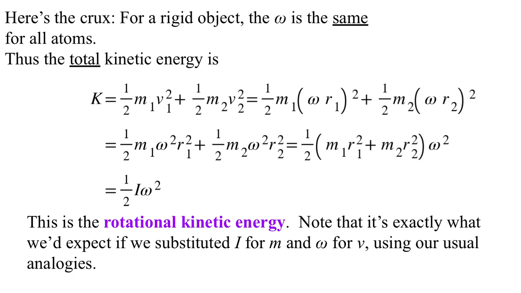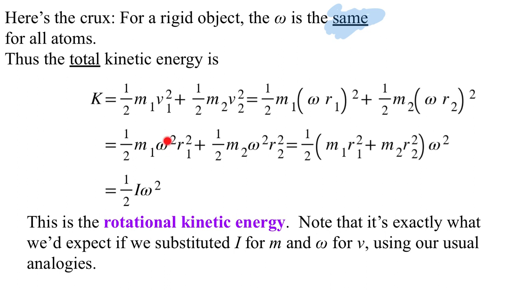But here's the crux of the matter. For a rigid object, the omega is the same for all the atoms. So I can call it just omega as I did, and I can do some little algebra here, and I can say, well, the kinetic energy is then going to be 1/2 m1v1 squared plus 1/2 m2v2 squared. I can make my direct substitutions, 1/2 m1 times the quantity omega r1 squared, plus 1/2 m2 times the square of the quantity omega r2.